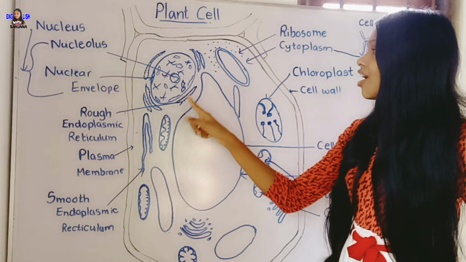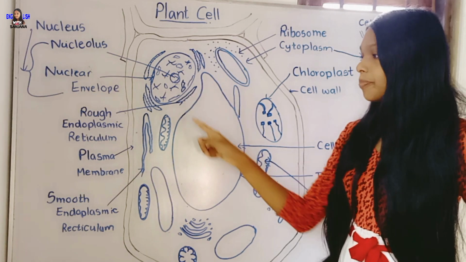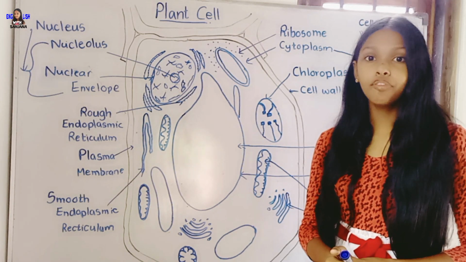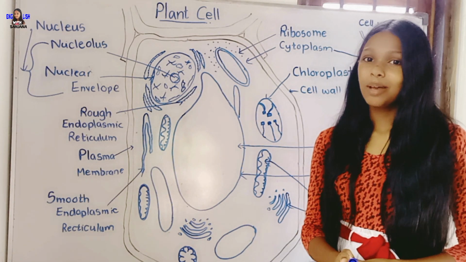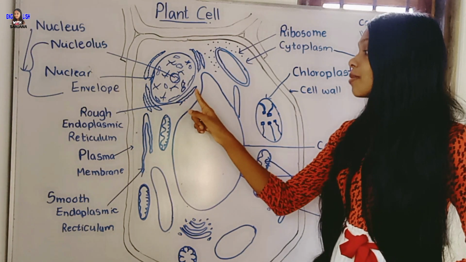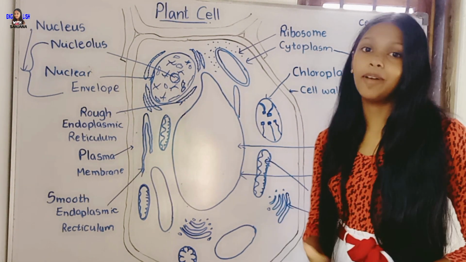This is the rough endoplasmic reticulum. Why do we call it rough endoplasmic reticulum? Because there are ribosomes attached to this endoplasmic reticulum.